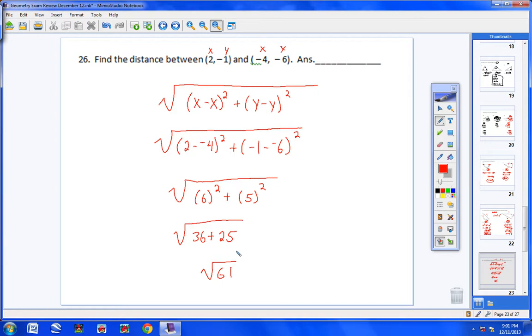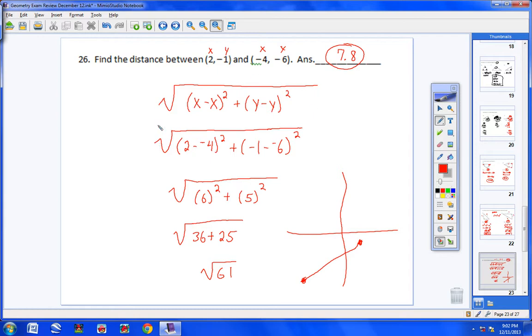And the square root of 61 is 7.81. We'll just go ahead and say 7.8. Okay, so what you did, if you were to draw a coordinate plane and plot these two points, like (2, -1) right here, and then (-4, -6), you just found the distance between those two points, and the distance would be 7.8.